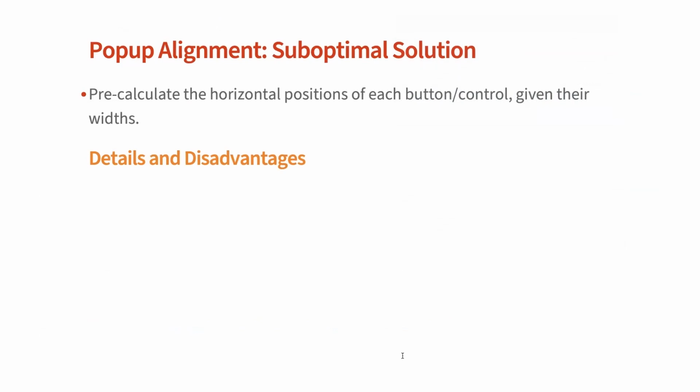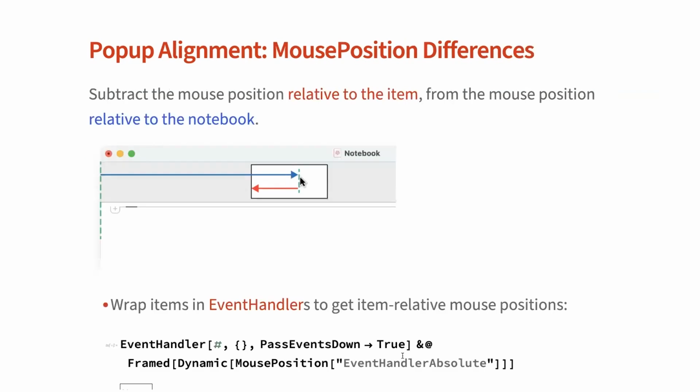But this actually has several disadvantages. One is that it might not quite be the same on each operating system. You also have to know the overall offset of the entire construct, because you need to add that to all those spacings. So it's not great. So what can we do? We can use mouse position differences.